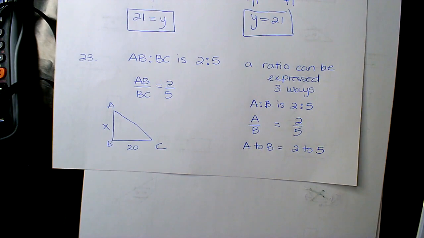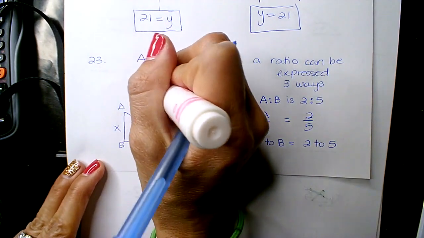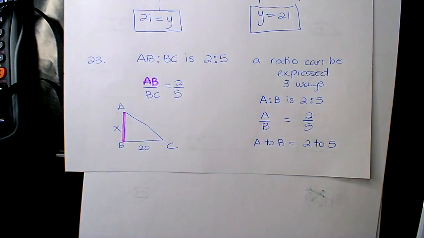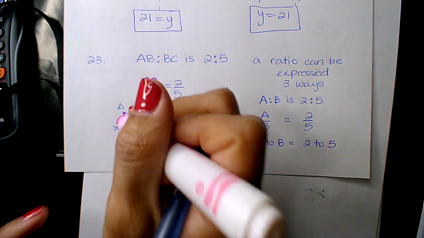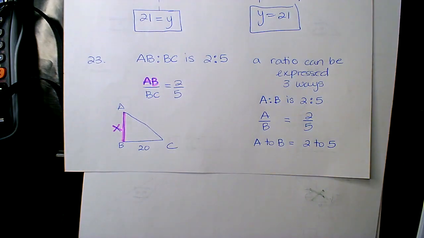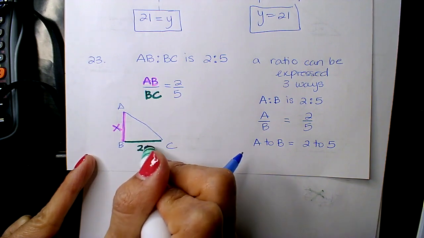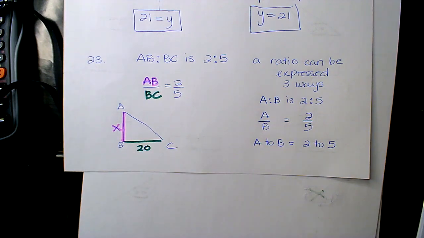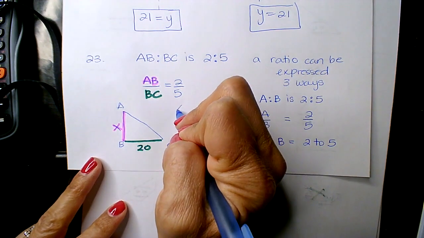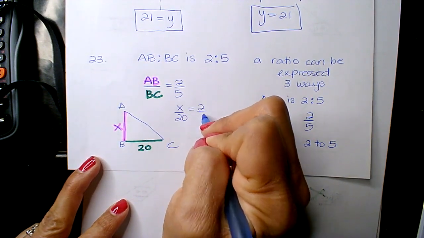All right, and so AB is this segment length here, right? And that's X. And BC is this segment length, which is 20. And so you're just going to substitute. Because remember, with similarity, dilations, this is all moving forward to trig. All right, so if I substitute, this becomes X over 20 is equal to 2/5.